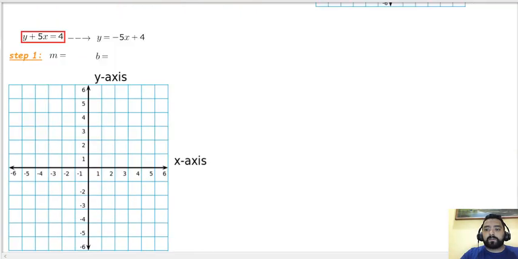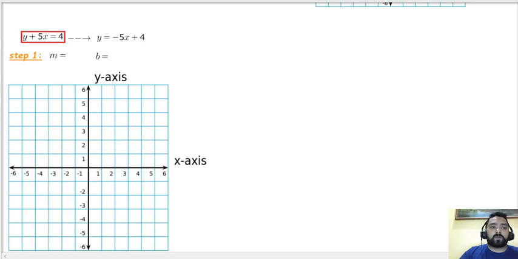Finally, I have this example: y plus 5x equals 4. Remember, first you need to isolate y. So this is positive 5x, we move it to the other side as negative 5x, and the positive 4 we keep in the same place, so we stay with a positive value.